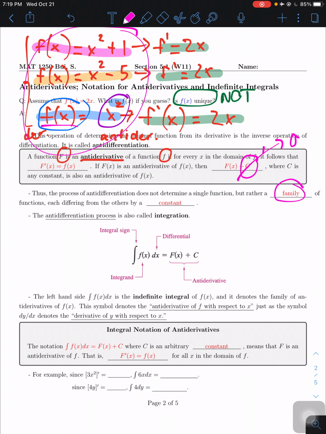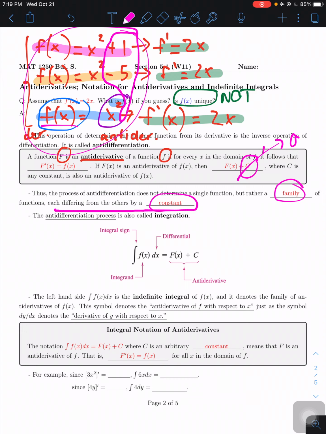Okay, and then each of them differs from the others by a constant, right? So as you can see, the only thing that's different between the three functions in here is the constant, right? So this one has 1, the other one has 5, and the last one doesn't even have anything, which means that the constant in the blue function is 0.